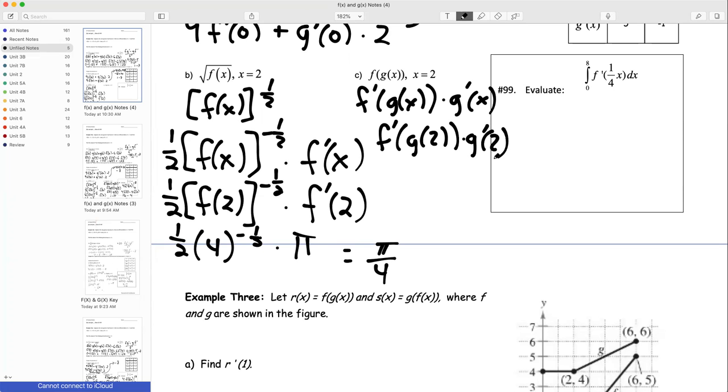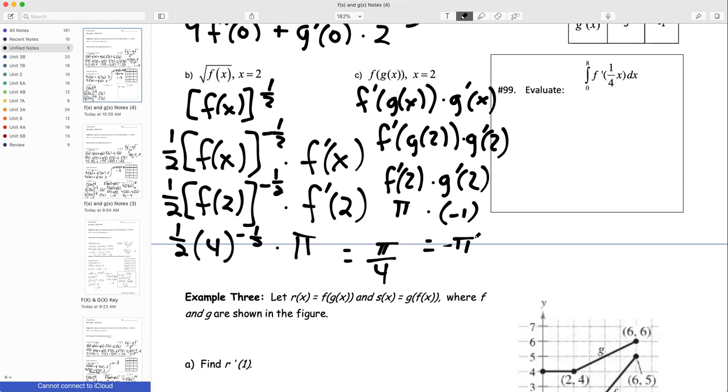So you should get to that point. g of 2 is 2. So we have f prime of 2 times g prime of 2. f prime of 2 is pi. g prime of 2 is negative 1. Therefore, we end up with the final answer of negative pi. Okay.